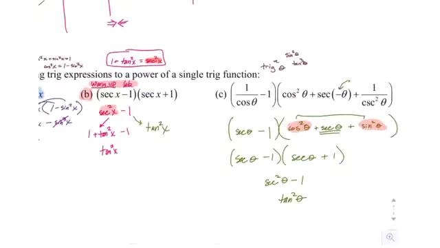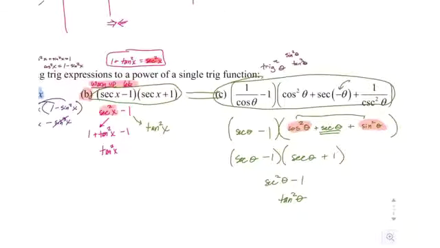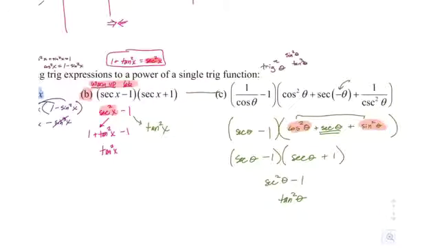So here's what we've actually said then. We can now say that secant x minus 1 times secant x plus 1 is equal to that thing on the right. That's an identity. Whenever you see this, you can replace it with the thing on the right, or vice versa. Or you can replace either one of them with tangent squared.